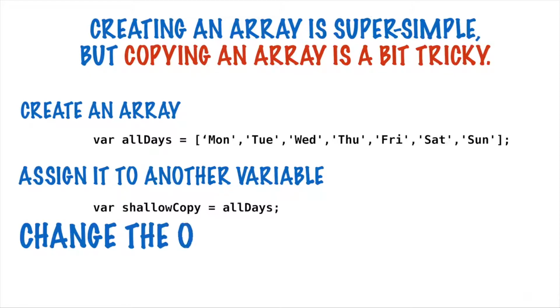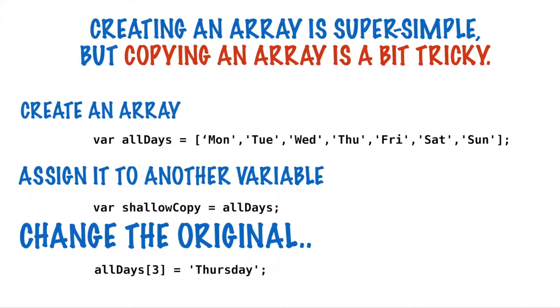This is where things get interesting. Change something in the original array. So the original array is the all days array and it has 7 elements in this. Let's say we go ahead and change one of the elements. Let's say the way we change the original is all days of 3 is equal to Thursday. This basically means the element at index 3, which in this case is the element THU, will now be updated to Thursday.